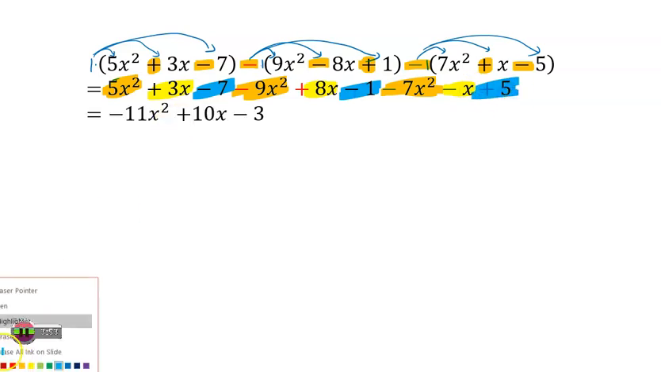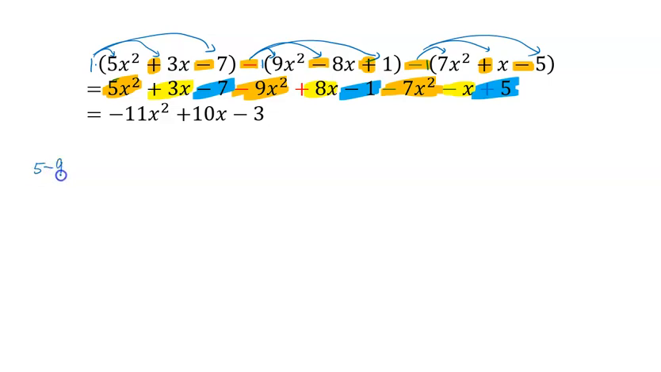And so you can do this in your mind. For all the x squares, 5 minus 9 minus 7. Do this on your scratch paper. So 5 minus 9 is -4. -4 minus 7 is -11, because it's $4 debt plus $7 debt. And then for the x's, we have a 3 plus 8 minus 1. And there's nothing in front of this x, but it's a 1, because x means you have 1 copy of x. So we get 11 minus 1, that's a 10. That's how I got 10 right here.